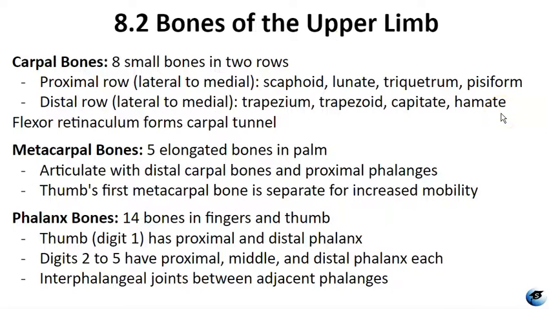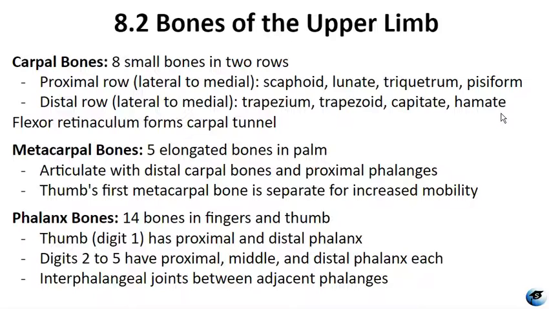The hand's skeletal structure comprises 3 main sets of bones: carpal bones, metacarpal bones, and phalanx bones. The carpal bones, 8 in total, are arranged in 2 rows. In the proximal row, from lateral to medial, they include the scaphoid, lunate, triquetrum, and pisiform. In the distal row, also from lateral to medial, they consist of the trapezium, trapezoid, capitate, and hamate. These bones are crucial for wrist movement and stability. Encasing these bones is the flexor retinaculum, which forms the carpal tunnel, providing a passageway for nerves and tendons.